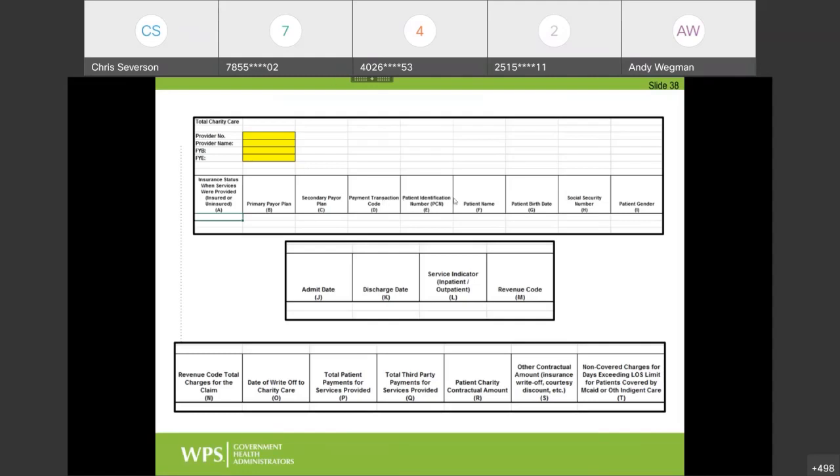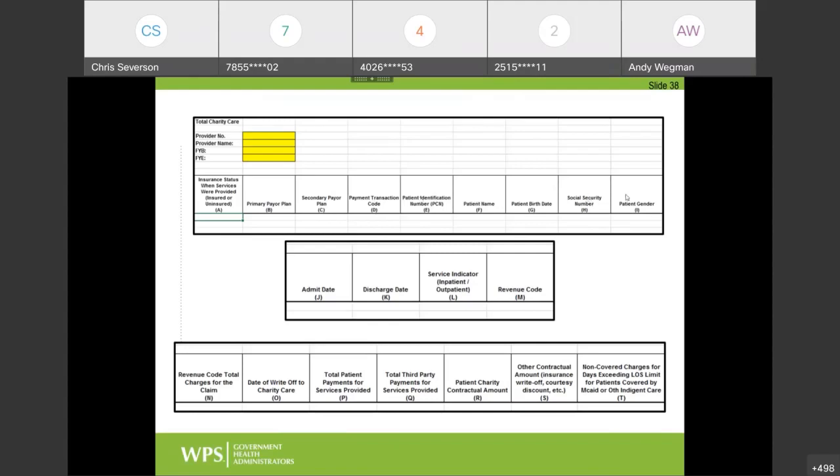So now let's head into the listing. Some of these fields won't take too long to go through. This is the charity care listing. Insured status, uninsured or insured. We need to know that to be able to know what to expect later on. We need to know the payers, if there are any. Again, the transaction code. We want to see a charity care transaction code, something in your system that reflects this as charity care.